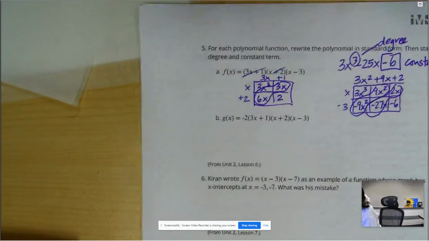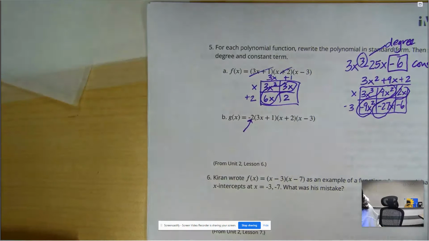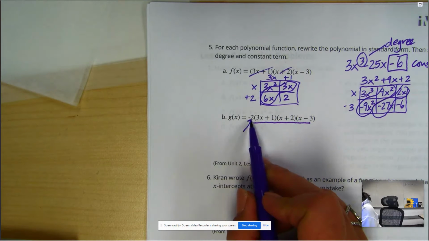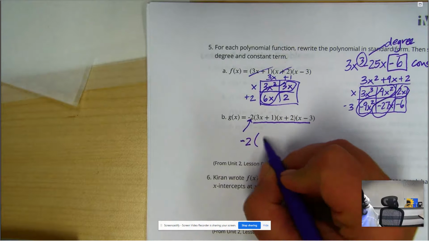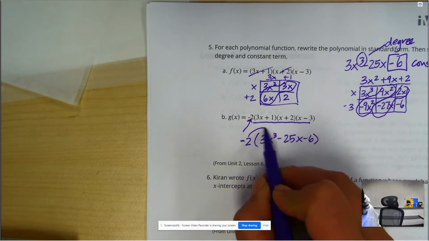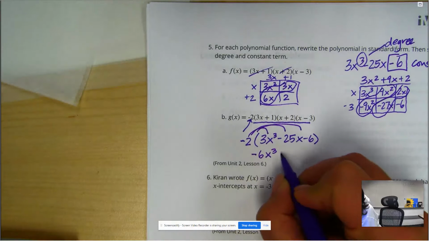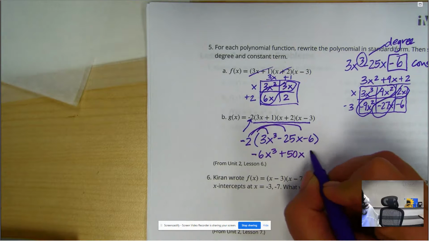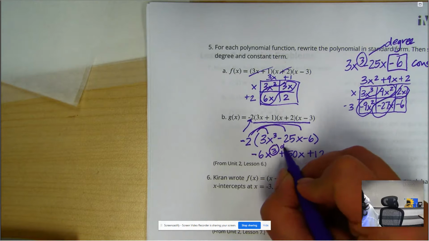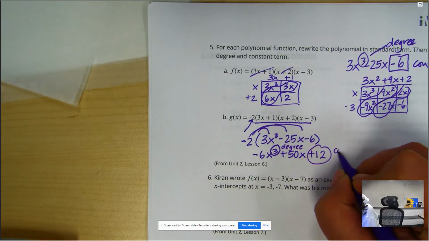All right, letter B. It's the same exact problem, but it's got a negative 2 out front. I've already done the multiplication for these 3. It's right here. Now I just need to multiply that whole thing by negative 2. So let me show you that. I just need to multiply each of these by negative 2. That would become negative 6x cubed plus 50x plus 12. Still a third degree, but this time the constant is 12.